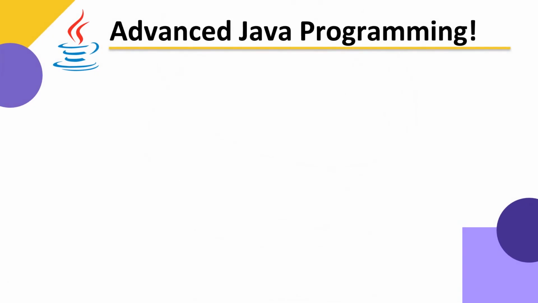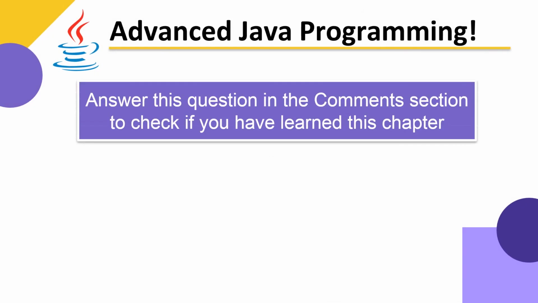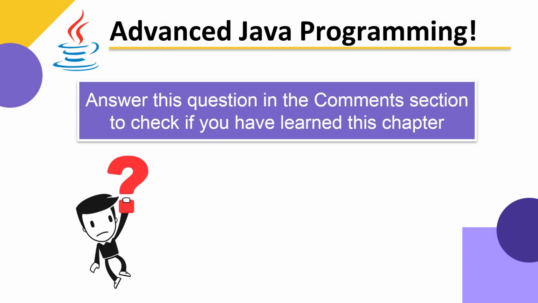To check if you have completely learned the concept of primitive types, you can answer this question in the comment section. We are going to store someone's age in my age variable. Which primitive type would be the best choice for this variable? In the next video, we will know the non-primitive types and learn how to declare them.